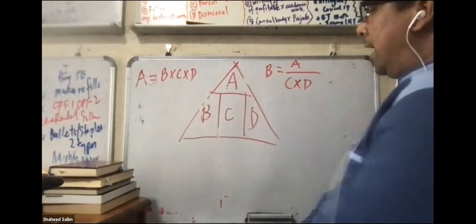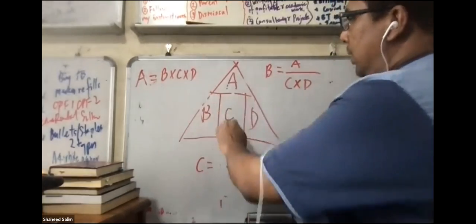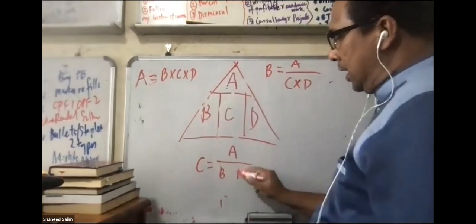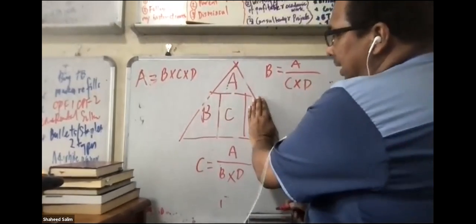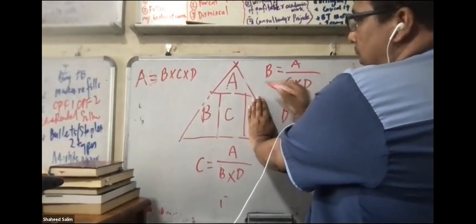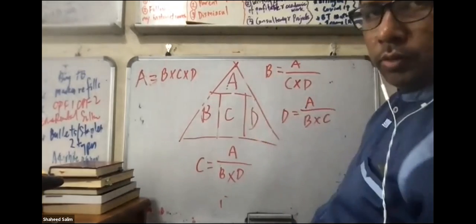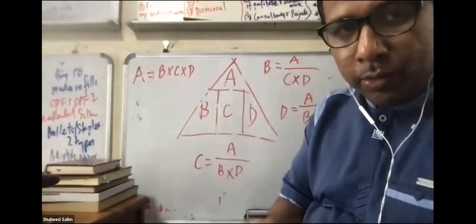If I ask you what's the formula for C, A is on top, B and D are below, so it's A divided by B times D. Now if you ask for D, A is on top, B and C are below. Okay, you get it or not? Dawish, okay or not? Great.